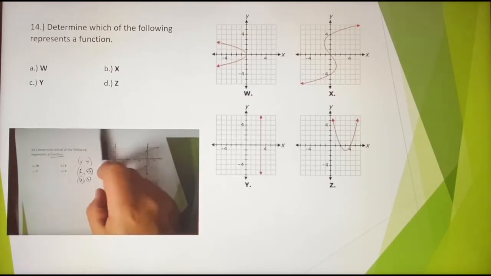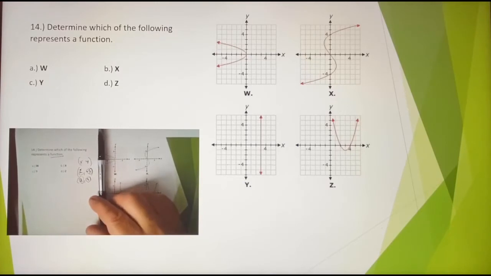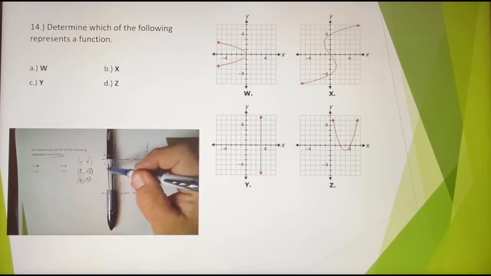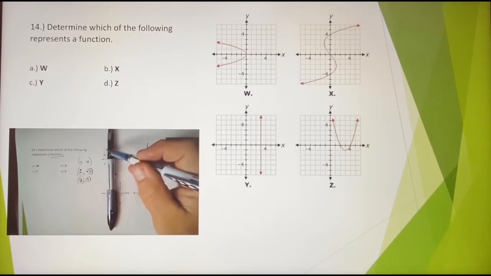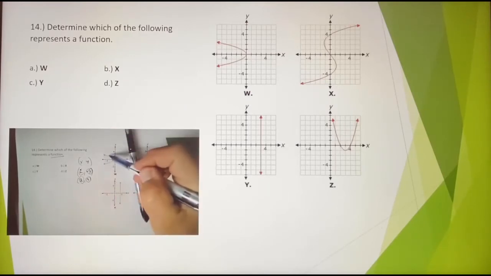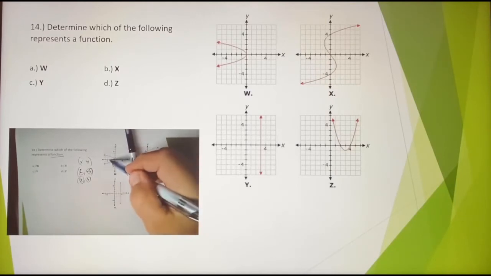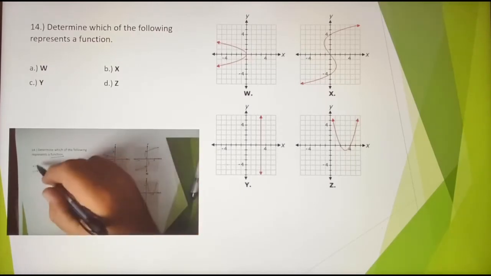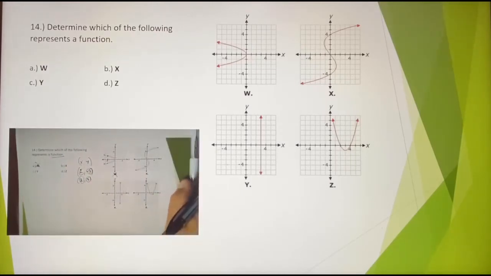So I'm going to take my pen here and run it across this one. And yes, it's touching both on the top here and the bottom. My vertical line is touching twice. In other words, there's a y up here and a y down here. Here's the x, for example, -4. There's a y here and a y here. W is not a function, so we can cross that one out.